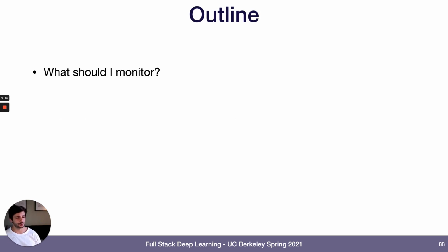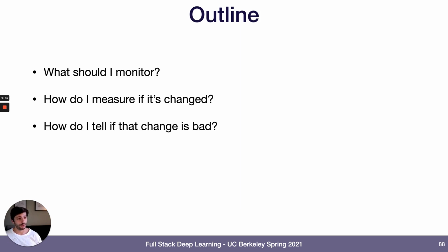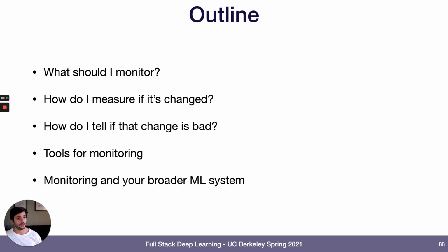Quick outline. First, we'll talk about what you should be monitoring. Then we'll talk about how you measure if that thing has actually changed. Then we'll talk about how you can tell if that change is a bad change or not. Then we'll talk about tools. And then finally, we'll talk about where monitoring fits into the broader context of your machine learning system.